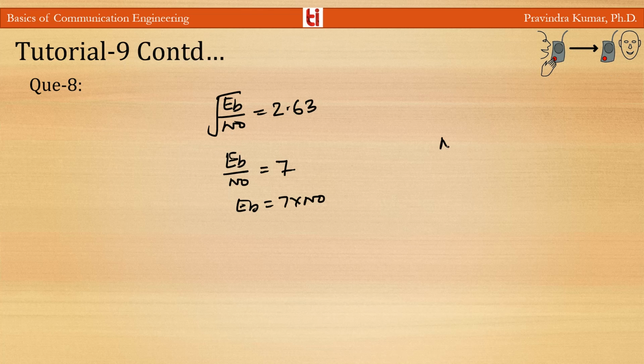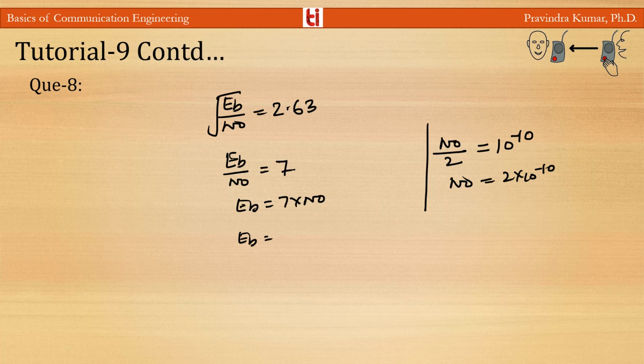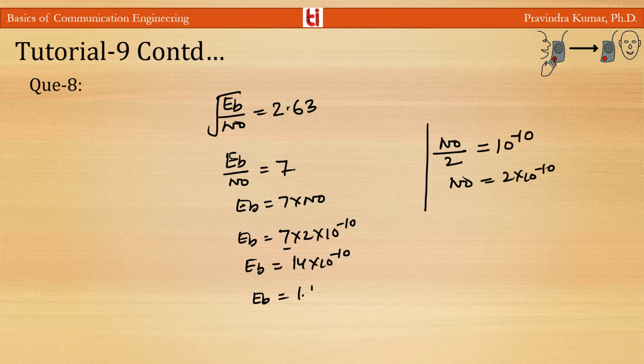So from here EB by N naught will be 7, or EB will be 7 into N naught. You have been given the power spectral density N naught by 2 as 10 to the power minus 10, so N naught is equal to 2 into 10 to the power minus 10. So the bit energy EB is equal to 7 into N naught, which is 14 into 10 to the power minus 10, or you can say it is 1.4 milliwatt.